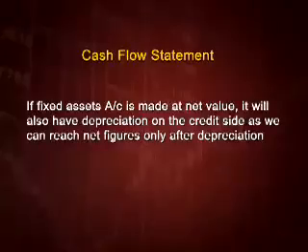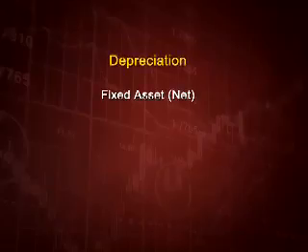Now, if fixed asset is made at net value, then we will also show depreciation on the credit side, because we can reach the net figures only after depreciation. The format will look like as follows. See the format. Fixed asset at net value. We start with opening balance on the debit side and the closing balance on the credit side.